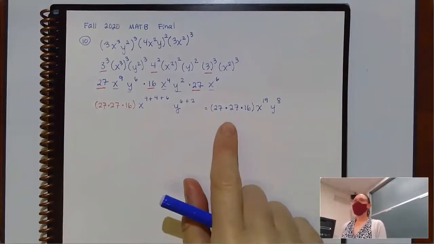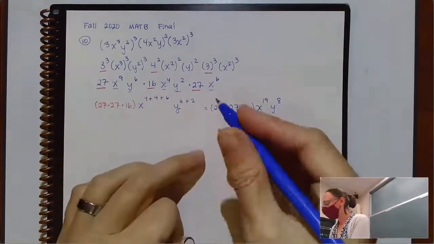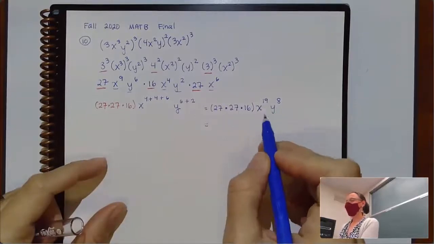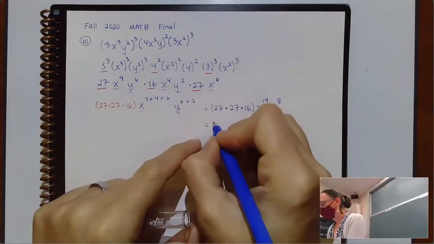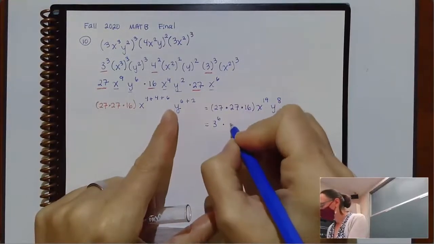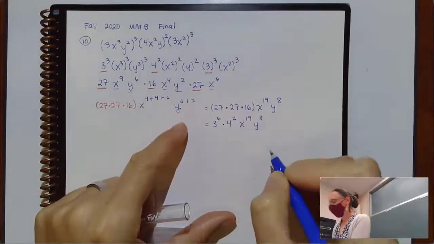I don't particularly care if you multiply this out. Do not waste your time multiplying it out without a calculator. The numbers are just too big. As an alternative to multiplying it out, it would be completely acceptable for you to treat the numbers the same way we did the variables and to just write that as a base raised to an exponent. Meaning this could look like 3 to the 6th times 4 squared times x to the 19th times y to the 8th.